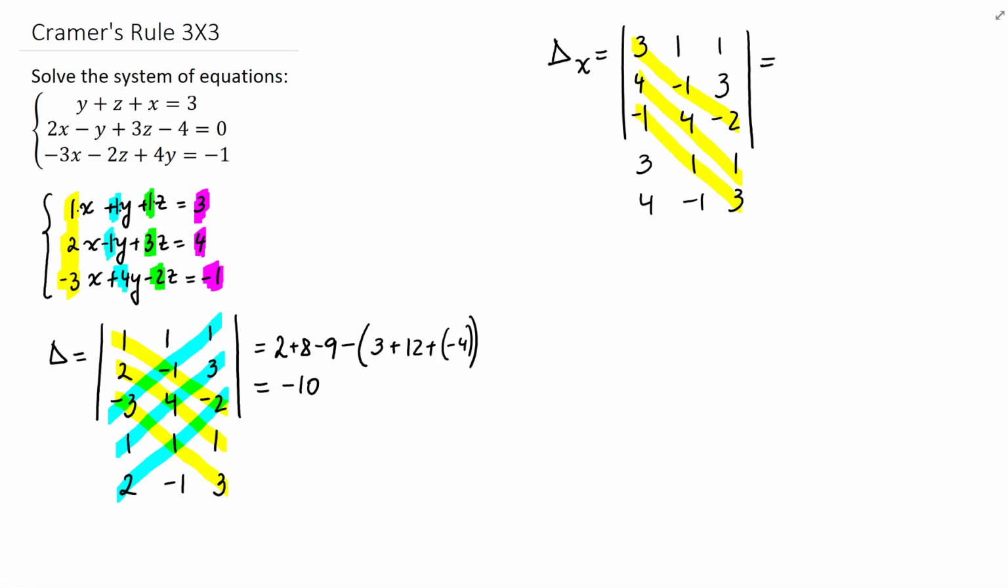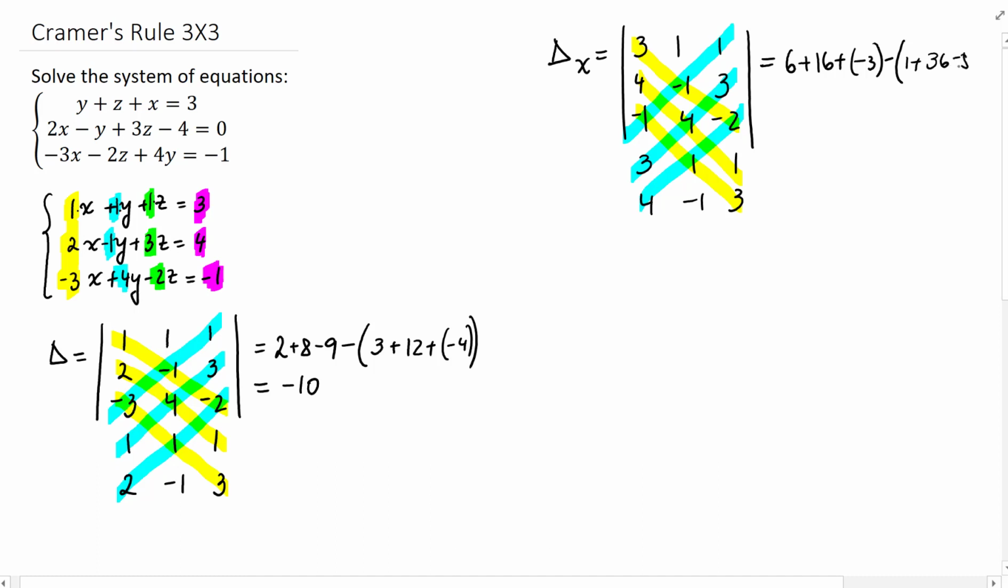So we have 3 times negative 1 times negative 2, that's 6, plus 4 times 4 times 1, 16, plus negative 1 times 1 times 3, negative 3, minus, and now we write the second diagonal, and we have 1 plus 36 minus 8, and when we do the computation, we end up with negative 10.